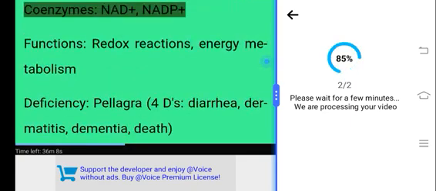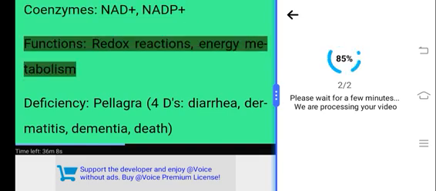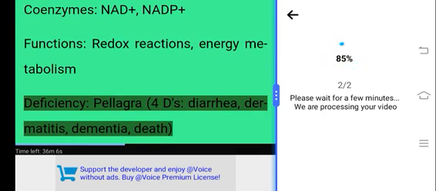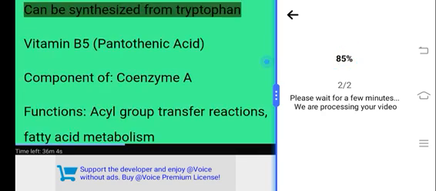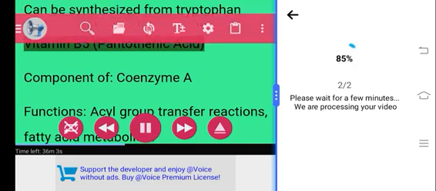Vitamin B3, niacin. Coenzymes: NAD+, NADP+. Functions: redox reactions, energy metabolism. Deficiency: pellagra, the 4Ds: diarrhea, dermatitis, dementia, death. Can be synthesized from tryptophan. Vitamin B5, pantothenic acid.